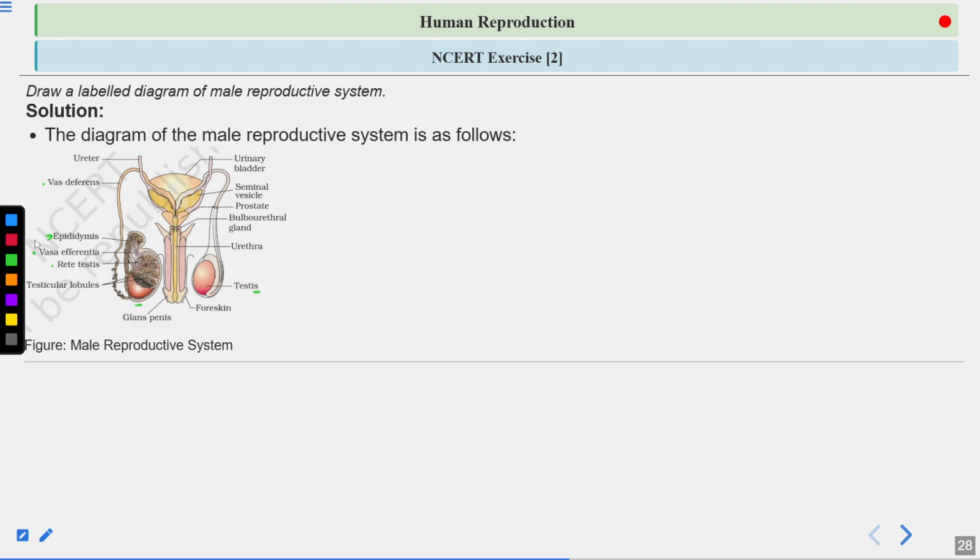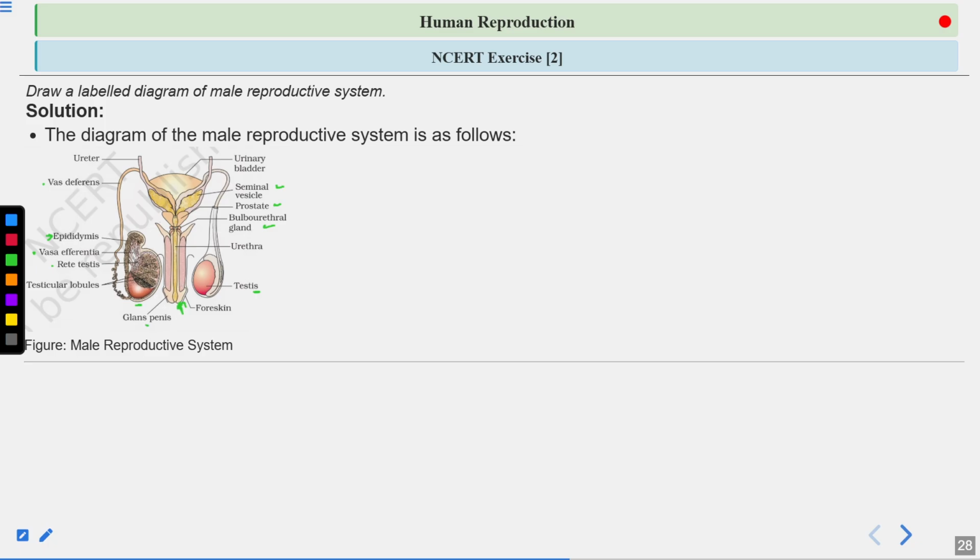Then the male reproductive system consists of accessory glands. So these are the accessory glands: seminal vesicle, prostate and the bulbourethral gland. The secretion of these accessory glands is known as the seminal plasma, which is the major component of the semen. And there is an external genitalia known as the penis. The penis is a copulatory organ, made up of special kind of tissues which help in the erection of the penis, and erection is very important for the process of insemination.